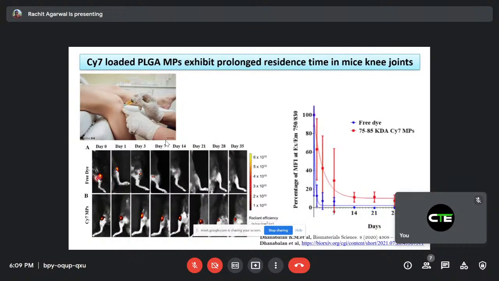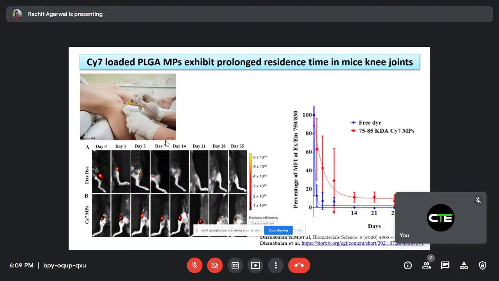This is the mouse knee, which is injected with free dye. You see with the free dye, it is gone within 3 days. Whereas if we inject microparticles containing this dye, we get the signal all the way up to 35 days. And this has been quantified here. So very excited with this data.